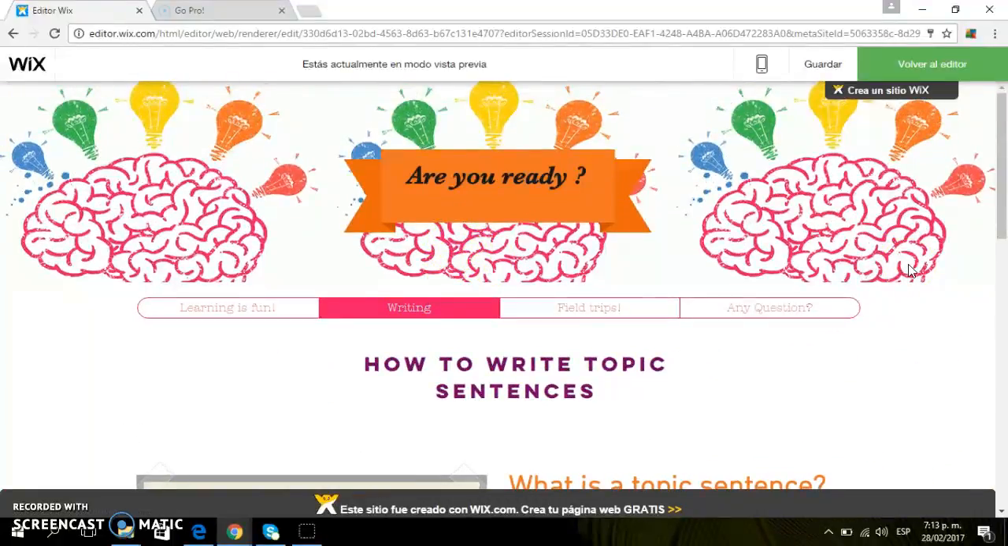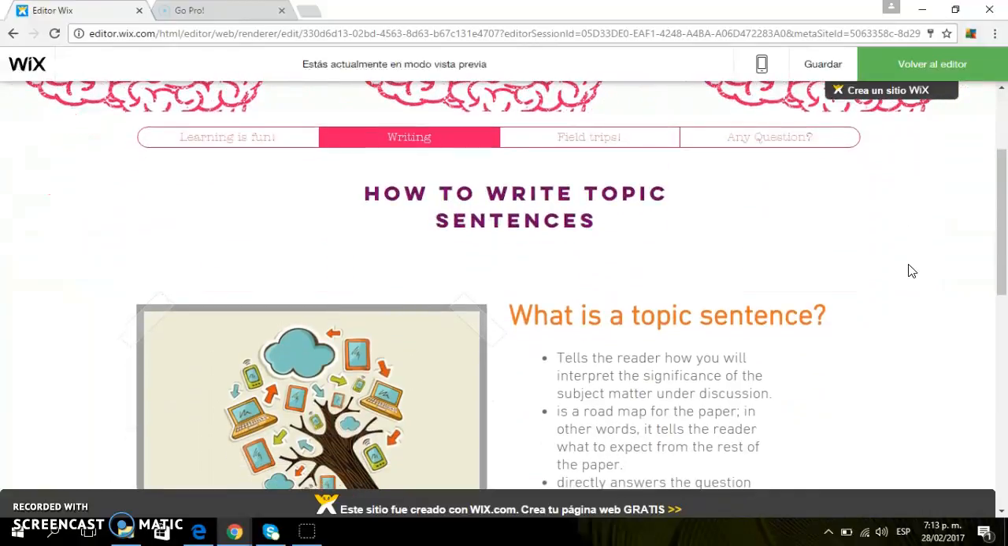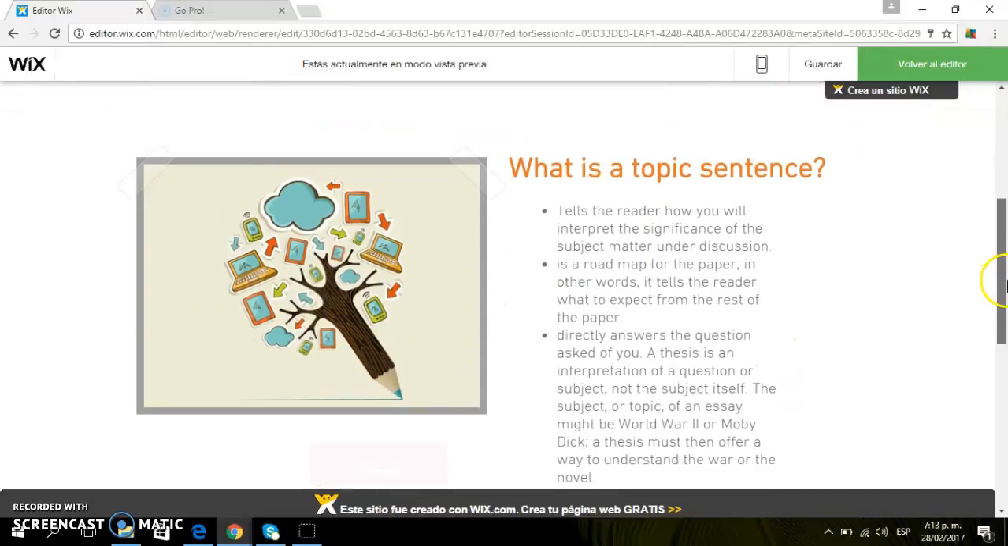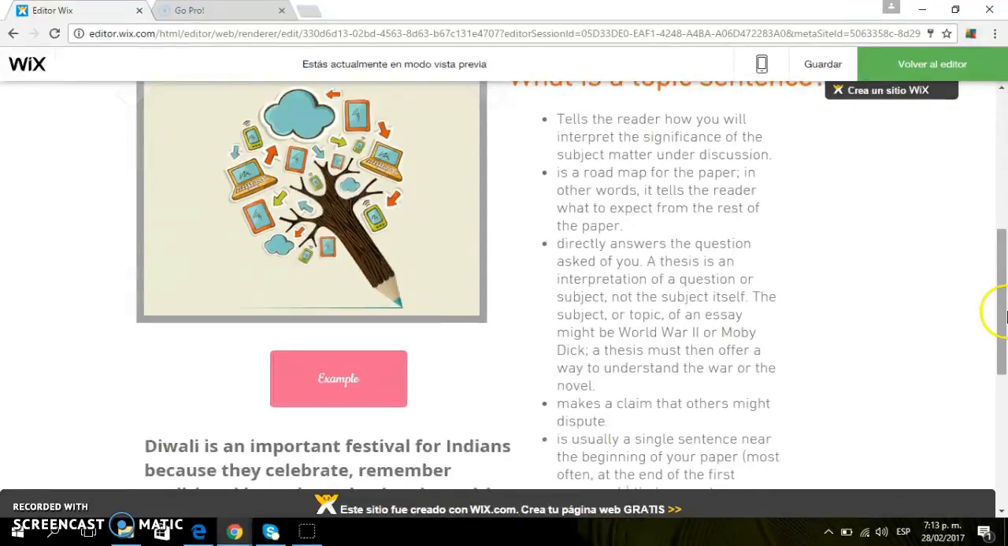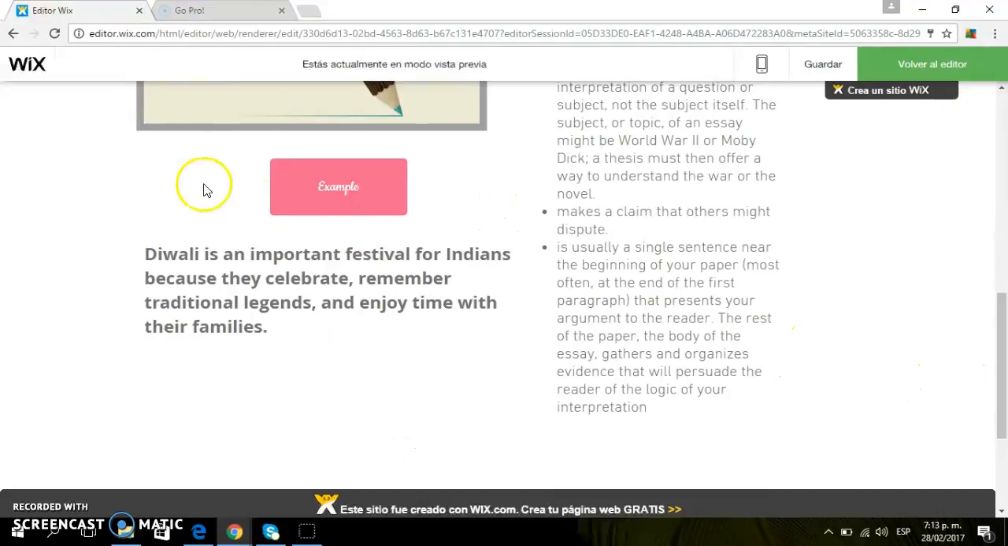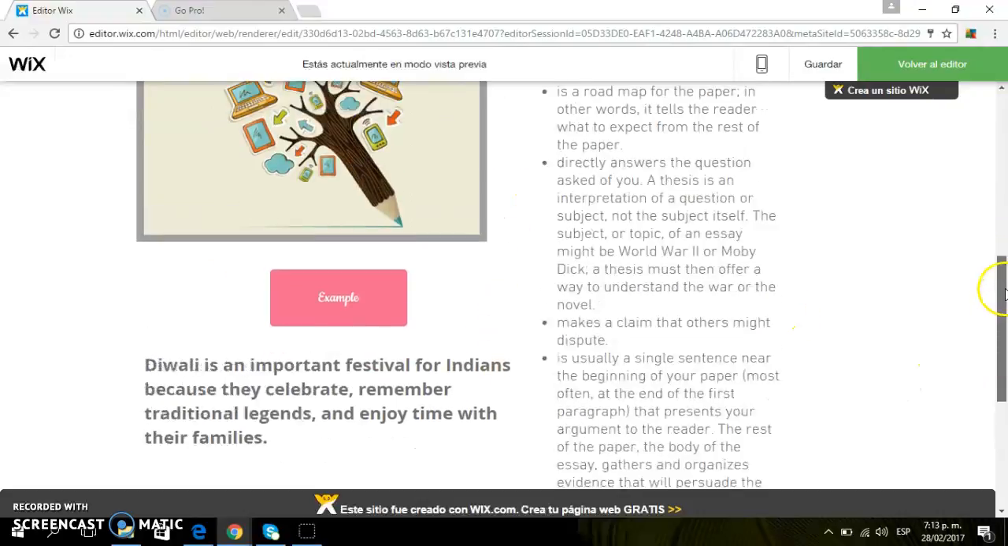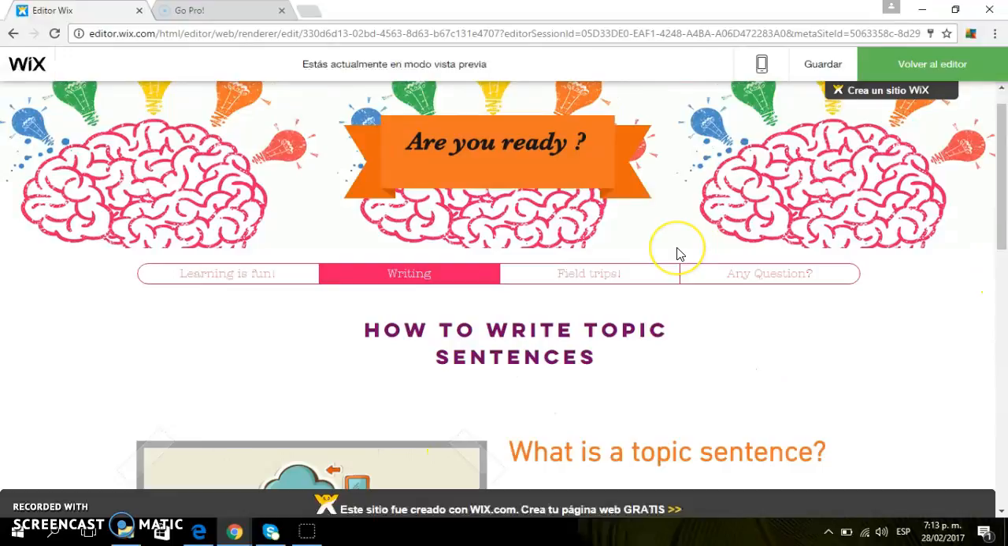Why writing? Because sometimes it is hard for students to write. They think that writing is boring because of the grammatical aspects and because it is cognitively demanding. So I wanted to make it a little more interesting and focus on topic sentences and thesis statements. Here is the definition of a topic sentence and an example of a topic sentence. We also have an image here.